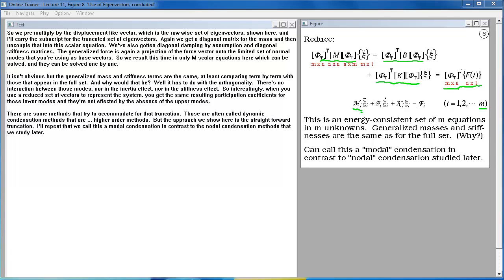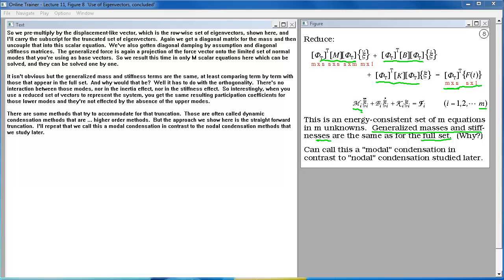It isn't obvious, but the generalized mass and stiffness terms are the same, at least comparing term by term, with those that appear in the full set. And why would that be? Well, it has to do with the orthogonality. There's no interaction between those modes, nor in the inertia effect, nor in the stiffness effect. So, interestingly, when you use a reduced set of vectors to represent the system, you get the same resulting participation coefficients for those lower modes, and they're not affected by the absence of the upper modes.